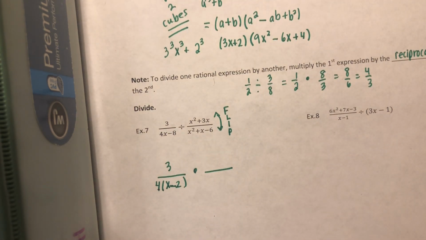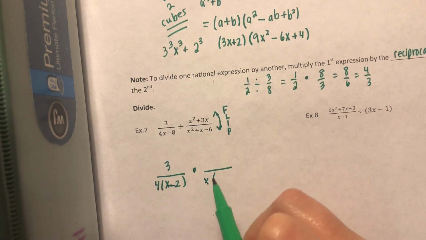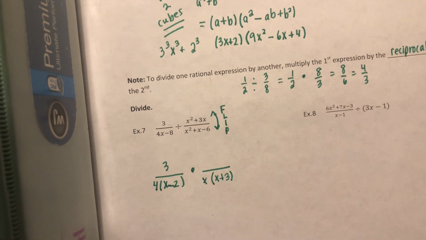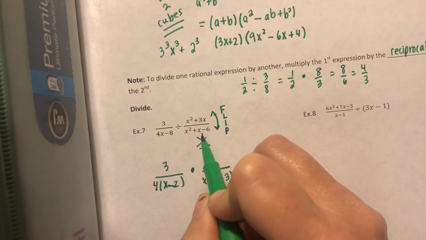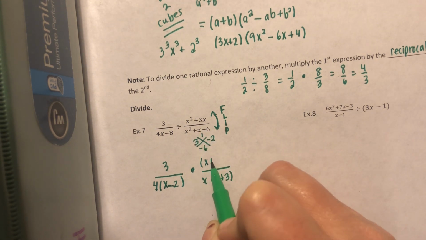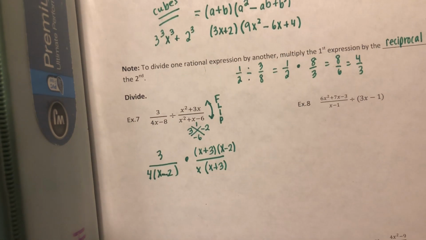Now, these have to flip and factor. So I'm going to take the top. I know an x is coming out. I'm left with x plus 3. That's going on the bottom down here. And then this one, how do we multiply to make -6, but add to make 1? That's going to be 3 and -2. So x plus 3 times x minus 2.